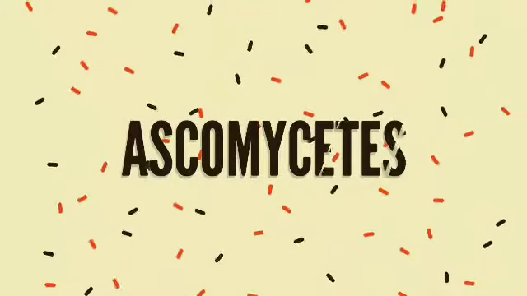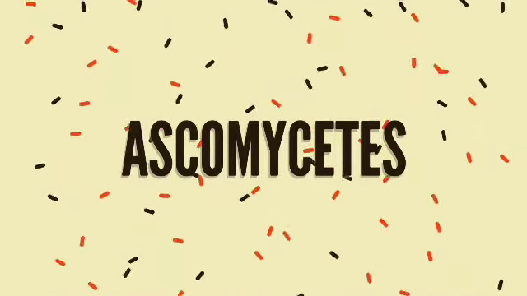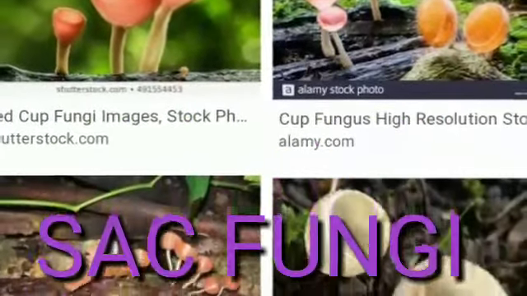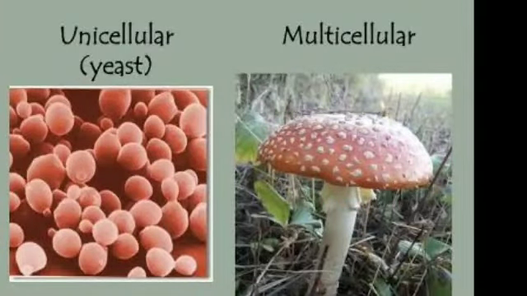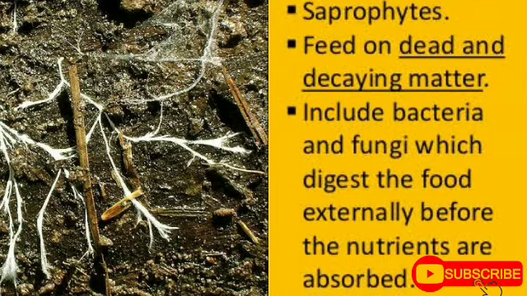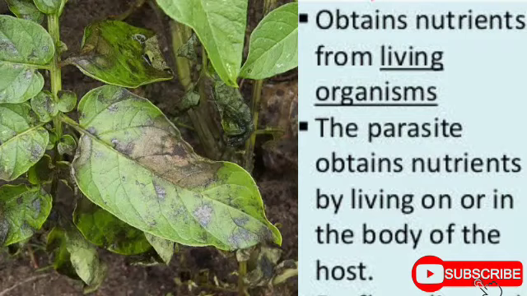Dear students, in this video we are going to see Ascomycetes. These Ascomycetes are commonly known as sac fungi. The Ascomycetes are mostly multicellular, example Penicillium, or rarely unicellular, example yeast, Saccharomyces. These Ascomycetes are saprophytic, decomposers, parasitic, or coprophilous. Coprophilous means they grow on dung.